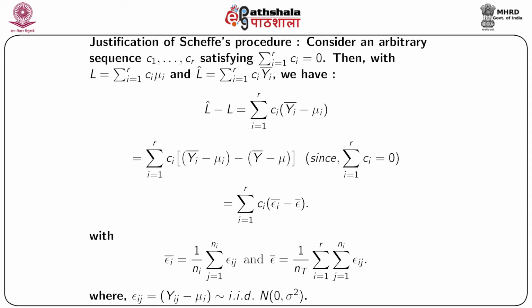Now let us consider an arbitrary sequence c1, c2, ..., cr, which satisfies the condition that the sum of the ci equals 0. Then with L equals summation i equals 1 to r ci mu i, and L hat equals summation i equals 1 to r ci Yi bar, we have L hat minus L equals summation i equals 1 to r ci times (Yi bar minus mu i).